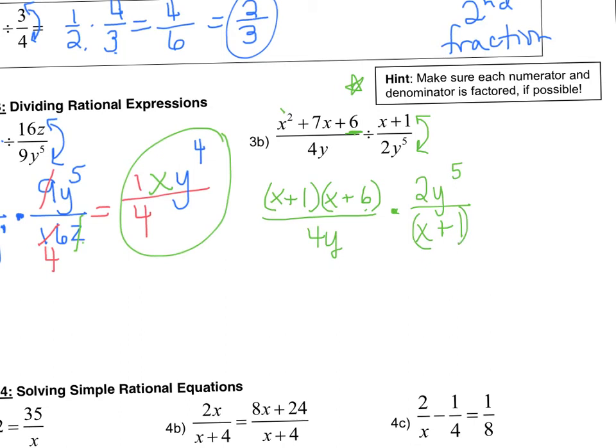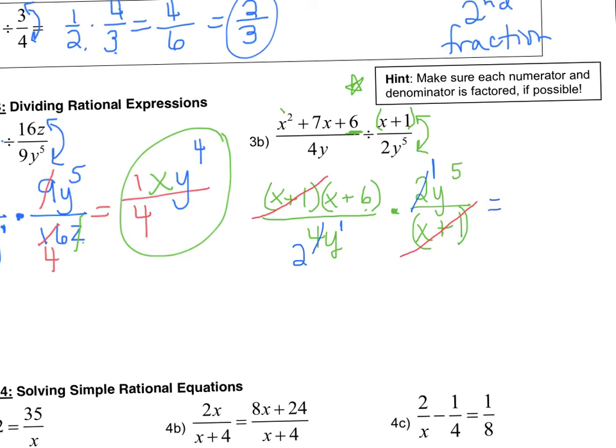And remember that x plus 1, that all counts as one factor. So now let's look and see what we can cancel out. This x plus 1 on the bottom is going to cancel right out with that x plus 1 on the top. Now let's look for some other stuff we can cancel out. This 2 on top and 4 on bottom reduces to 1/2. And I have some y's to cancel out. 5 on top and 1 on bottom will leave us with y to the fourth on top.